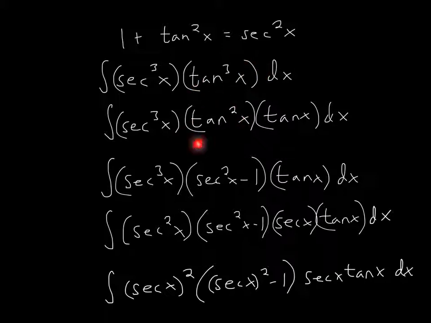So what I can do now is if I subtract 1 on each side, it would become tangent squared x is equal to secant squared x minus 1. So I can plug that in for tangent squared x right here. I can plug in secant squared x minus 1, and then have secant cubed x and tangent x right there.